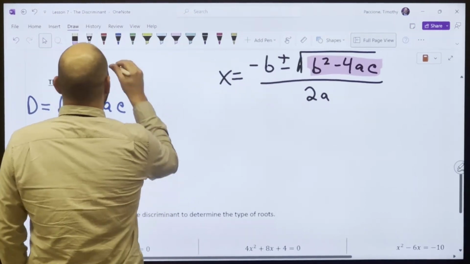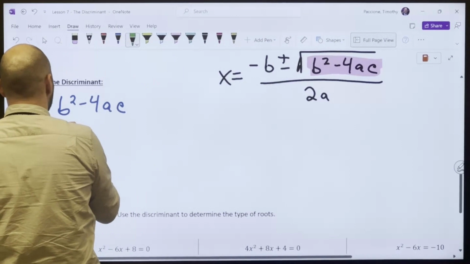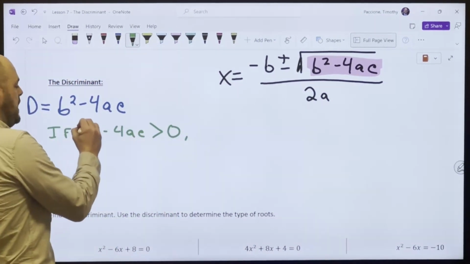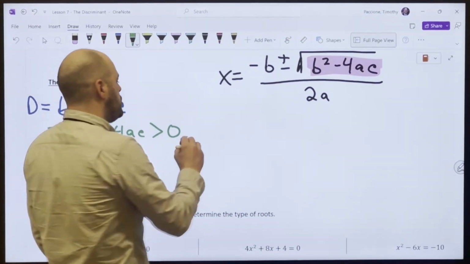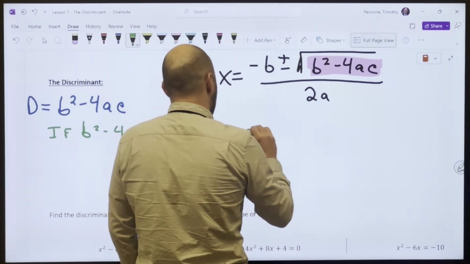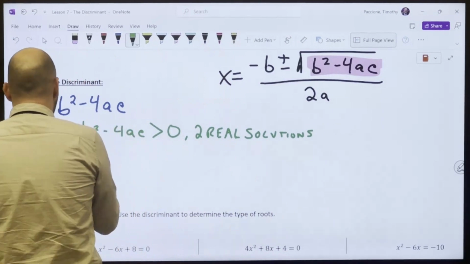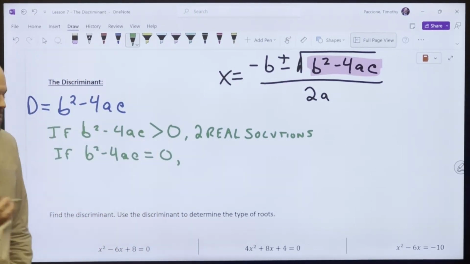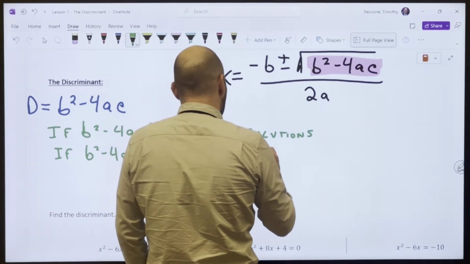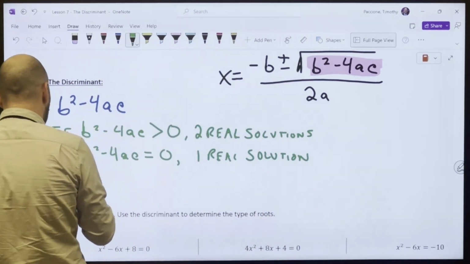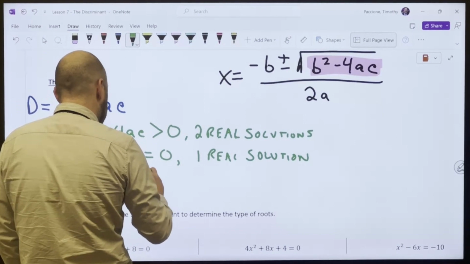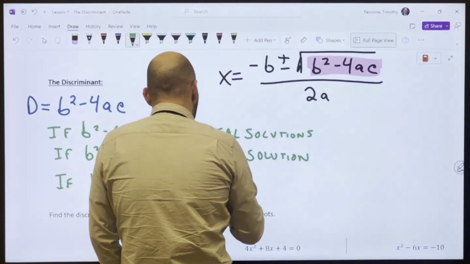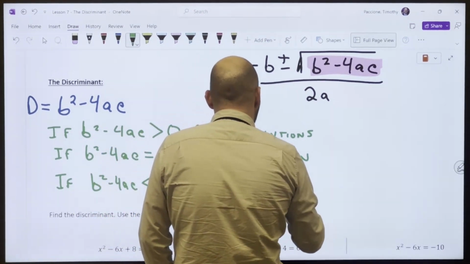So there's three situations here. If b squared minus 4ac is greater than 0, what do we know? If that number under the radical is greater than 0, we know there's two real solutions. If b squared minus 4ac equals 0, we know there's one real solution. And if b squared minus 4ac is less than 0, we know that there's two imaginary solutions. Okay, so that's useful to know if we're making predictions. But there's a little more here.